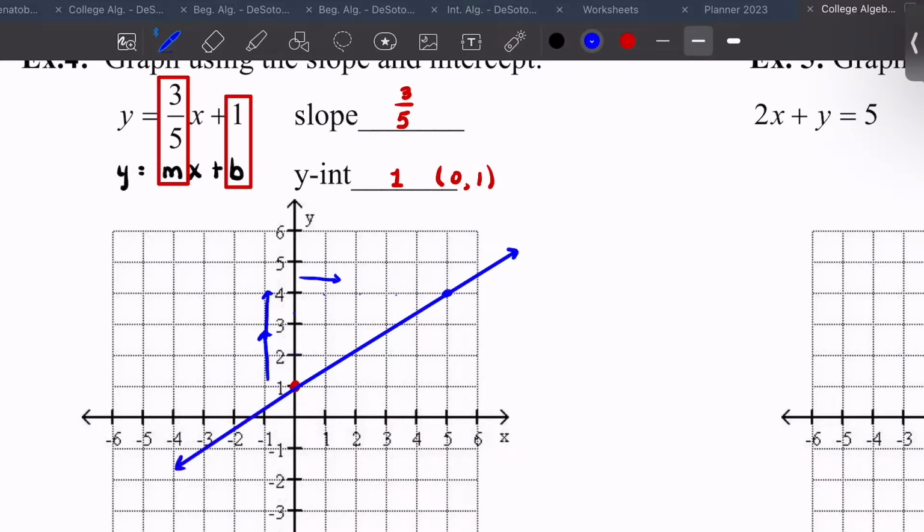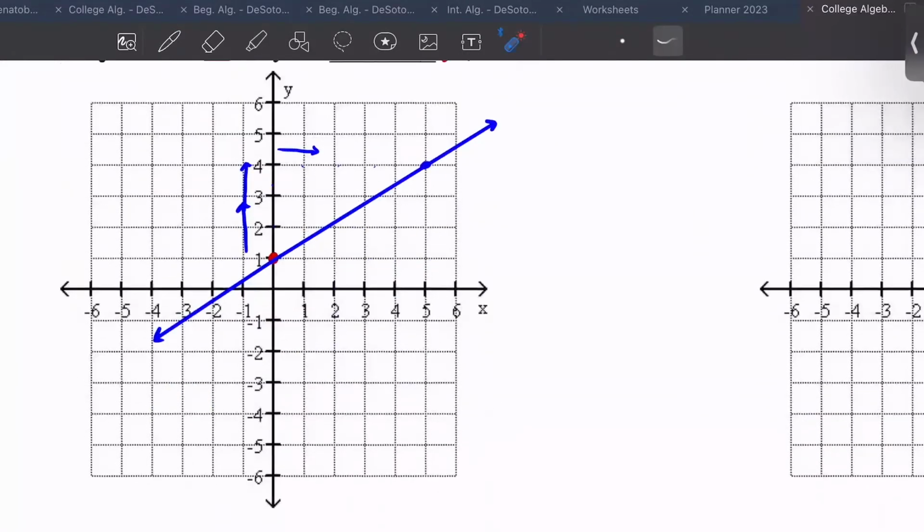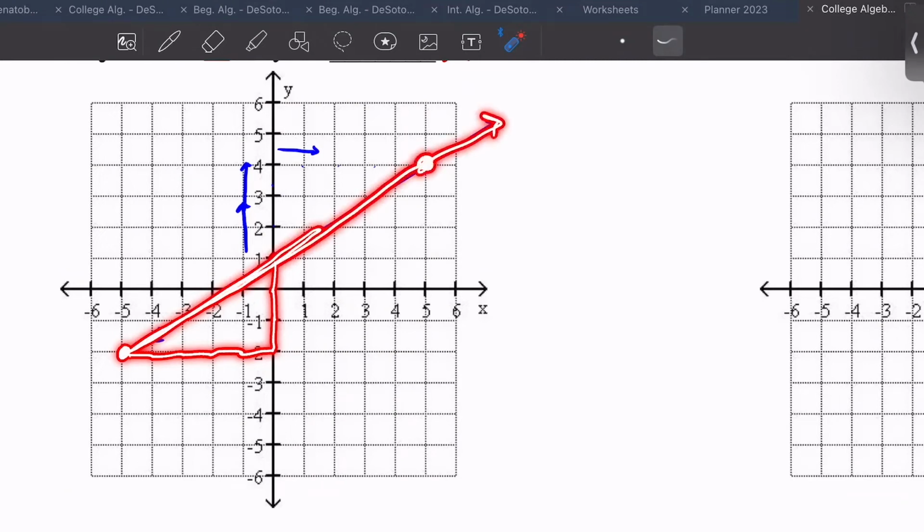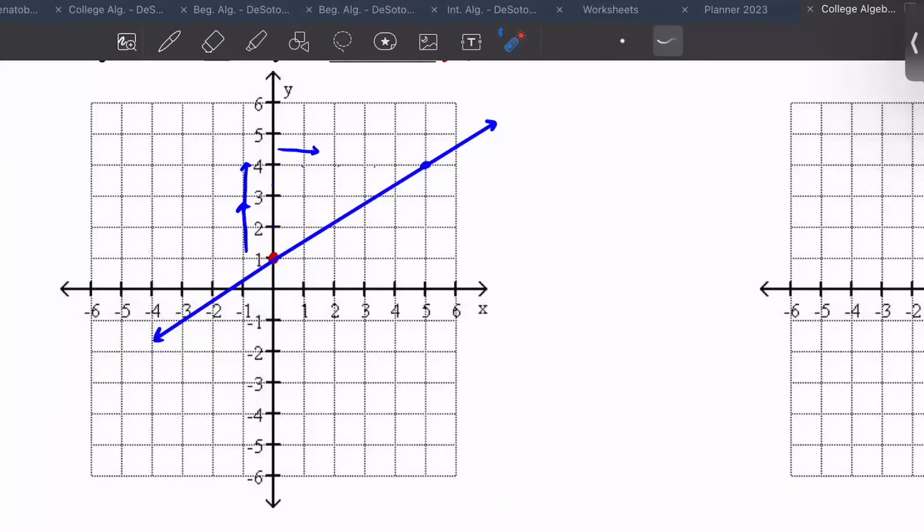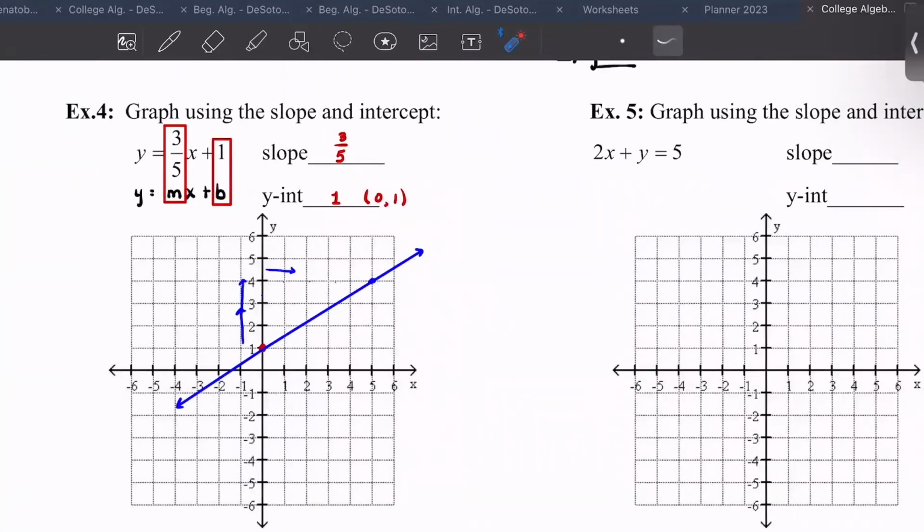You could have gone down 3: 1, 2, 3, and then 1, 2, 3, 4, 5, and drawn these 2 lines. That is fine. See how these are all on the same line though? Here's my other point. Here's my y-intercept, right? Either one is fine as long as you make a positive slope out of that. Make that dot bigger. This one bigger.